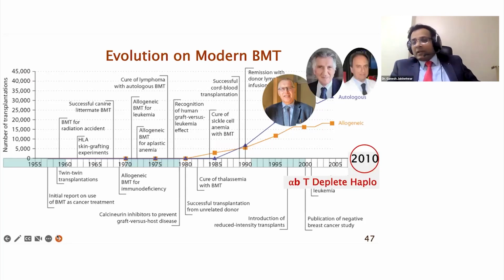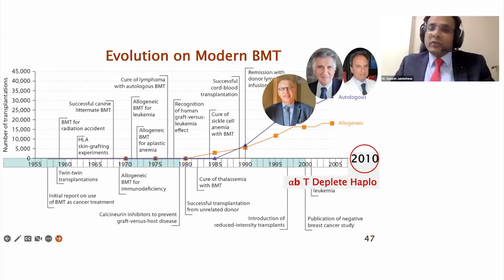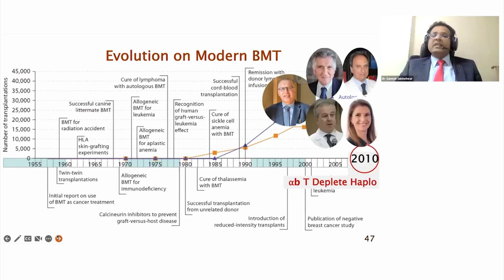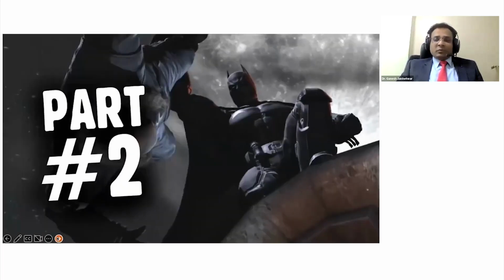Martimo Martelli and Franco Aversa from Perugia Group, Italy, and Dr. Alina Becce, along with her mentor, Franco Locatelli from Rome, Italy. So the initial and even today, a lot of T-depleted haploidentical stem cell transplant, the credit goes to these phenomenal researchers. So that was brief about history.